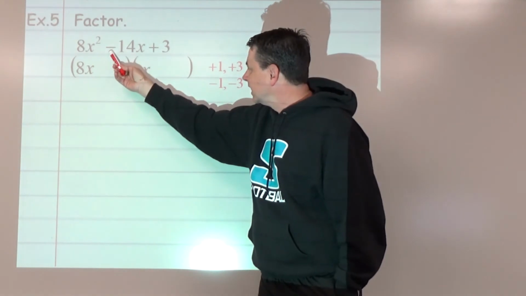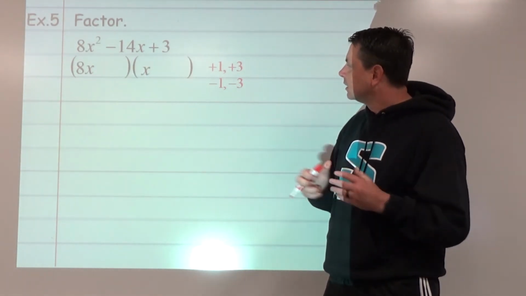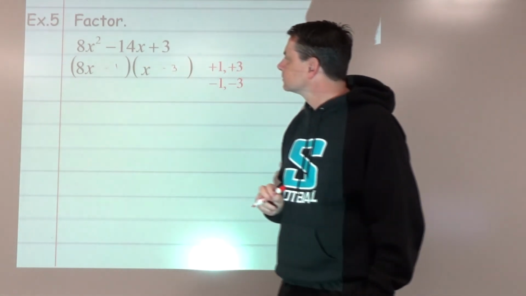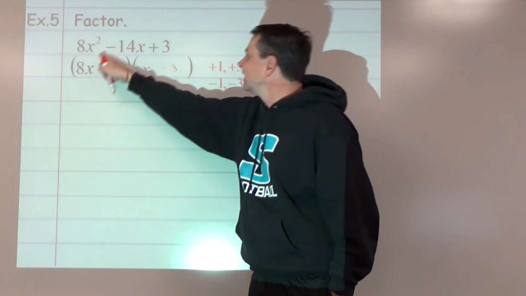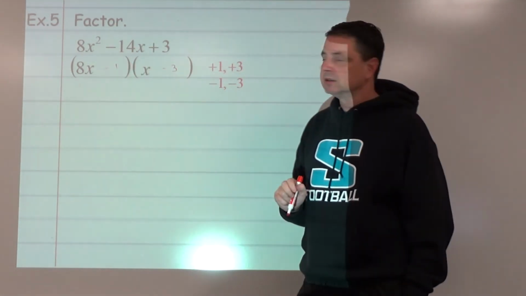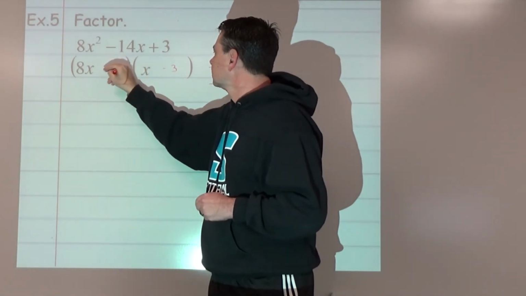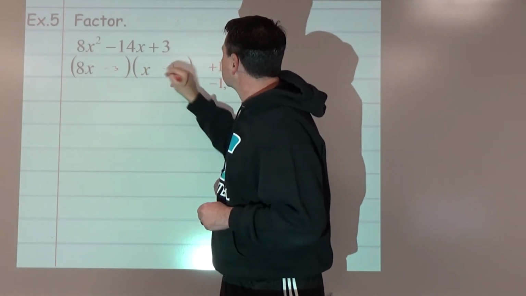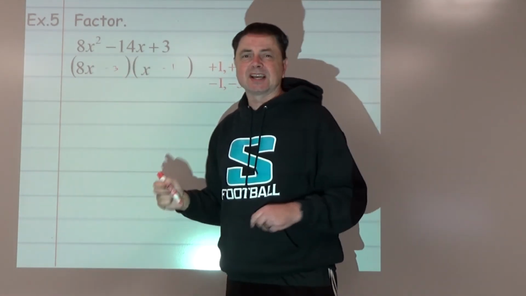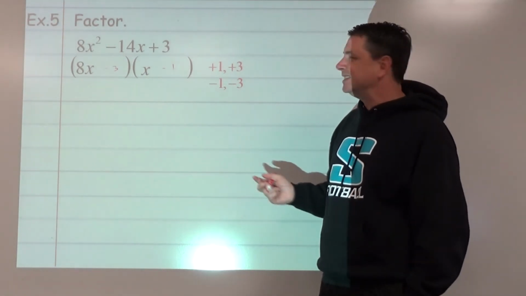Since this is a minus, I'm going to choose the minus. And let's try minus 1, minus 3. We would get negative 24x and negative 1x, which did not work. Maybe I could switch places. Make this the minus 3. This the minus 1. But I would get negative 8x and negative 3x makes negative 11x. And that was all I had to choose from, so it didn't work.